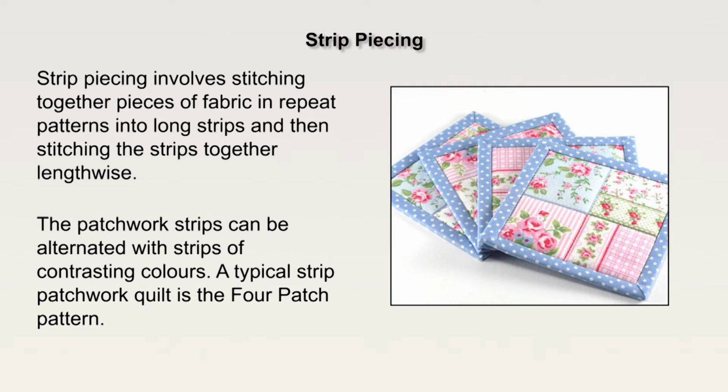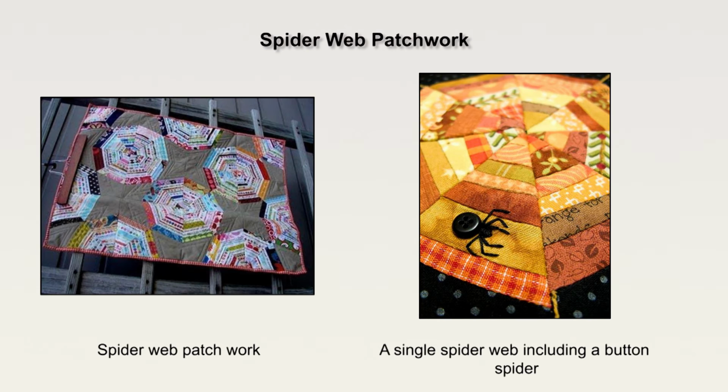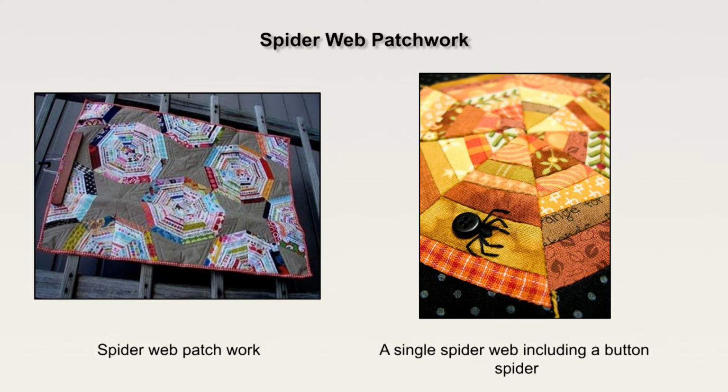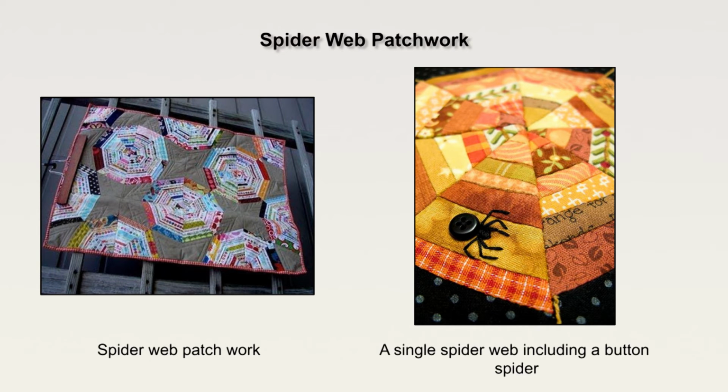Strip piecing. Strip piecing involves stitching together pieces of fabric in repeat patterns into long strips and then stitching the strips together lengthwise. The patchwork strips can be alternated with strips of contrasting colors. A typical strip patch quilt is the 4-patch pattern as shown in the image here. The spider web patchwork. The image on the left shows spider web patchwork. On the right is also an example of the spider web patchwork.